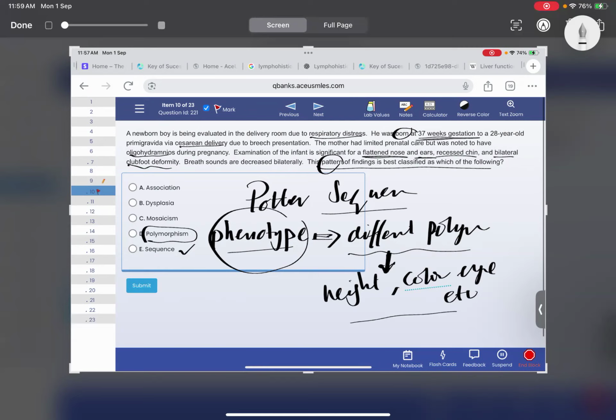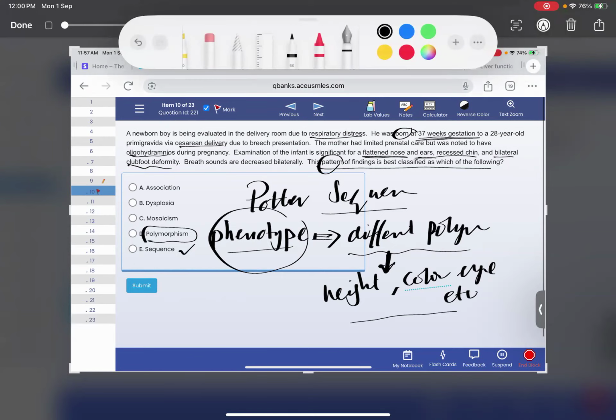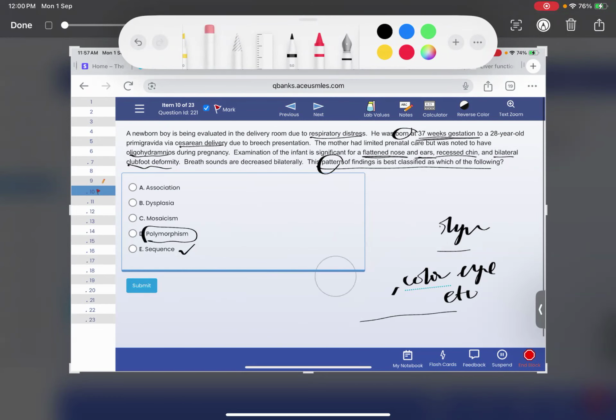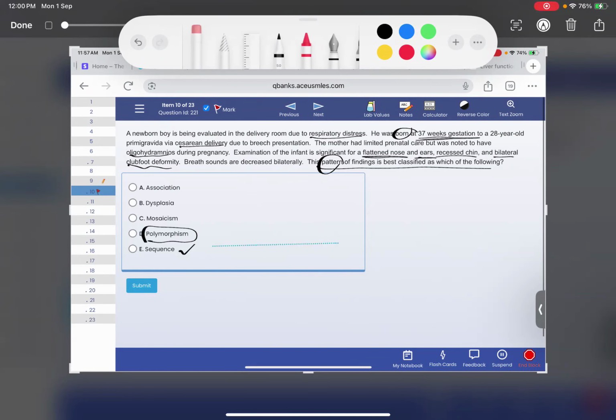So what is the other? Dysplasia, you know it from pathology. What's dysplasia? Guys, are you with me? Yeah, abnormal cell shape, right? Dysplasia: abnormal cellular organization in a tissue. Okay.